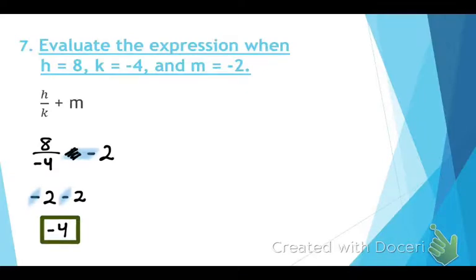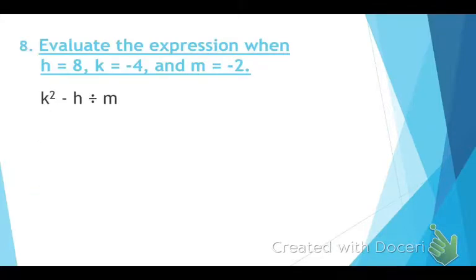-4. So the correct answer is -4. All right, let's start plugging things in. K squared. What is K? -4. Here's where most people messed up. Because we have to square the K, you have to remember you are also squaring that negative, okay?